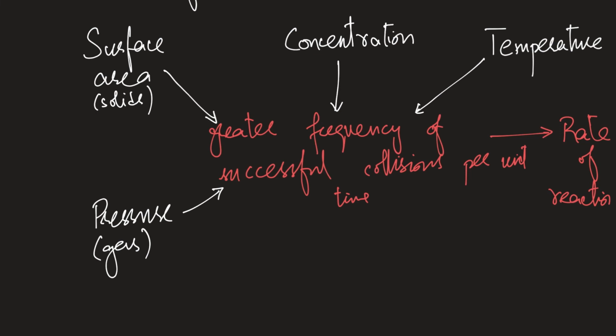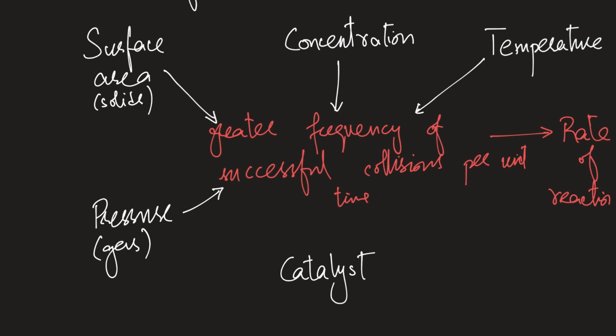And lastly, the factor that affects rate of reaction is catalyst. Catalyst is interesting because it doesn't do anything to the particles. All of these factors were affecting particles in one way or another. Concentration was giving us more particles in the same amount, pressure was bringing the particles of the gas together, temperature was giving the particles more energy, and surface area was exposing the particles more. But catalyst is something that does change the nature of the reaction. It doesn't do anything to the particles.